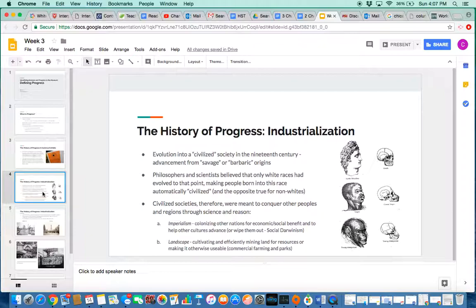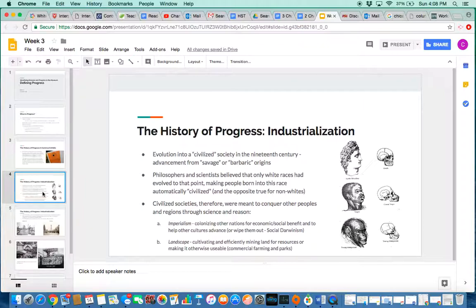So they start to evaluate how that sort of thing develops. We have examples like you see in the picture here on the right of phrenology, studying different sizes of skulls and things like that to show why certain groups were more civilized and some were less civilized. But at the end of the day, these Western scientists and scholars are going to believe that only white races had evolved to becoming civilized.